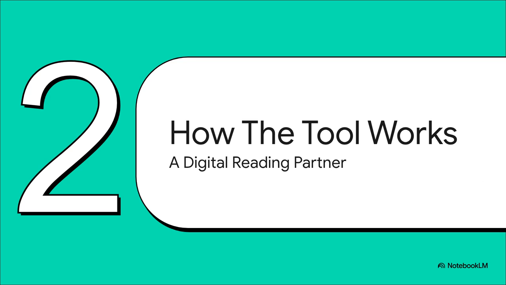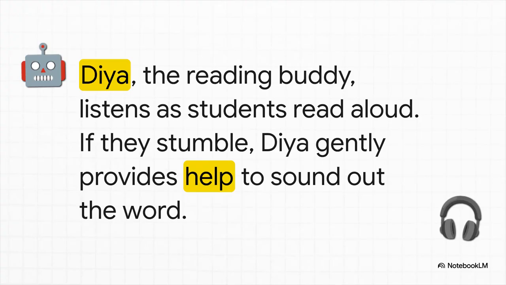All right, so we get why it's so valuable. Now let's pull back the curtain a little and see how it actually works as that digital reading partner for your students on their Chromebooks. At its core, there's this really smart reading assistant. Her name is Dia. So as your student reads a story out loud, Dia is listening through the Chromebook's mic. If they get a word right, it lights up. But if they pause or struggle a bit, Dia gently jumps in to help them sound it out. It's that immediate, supportive feedback.